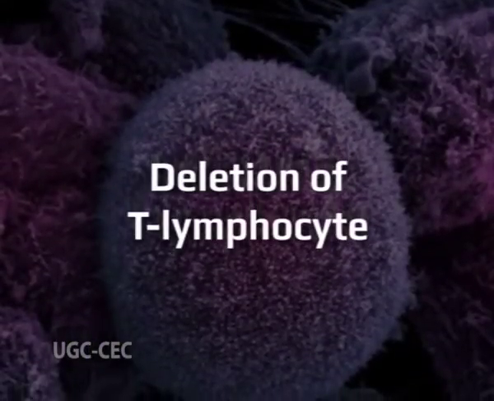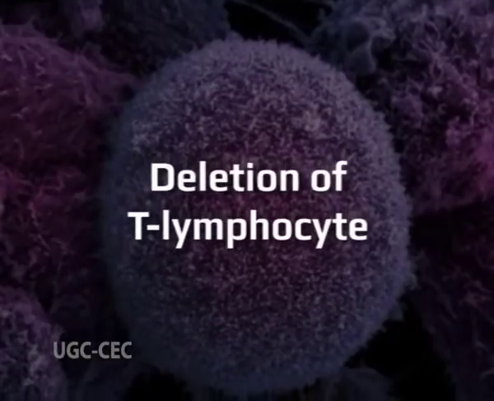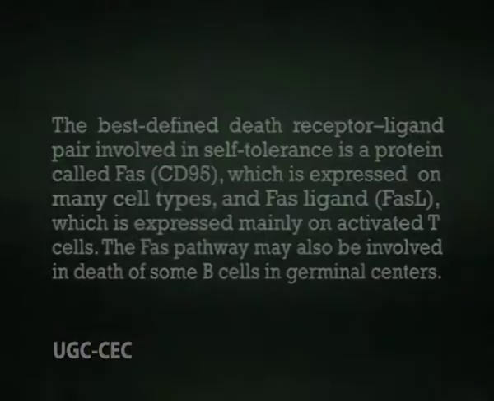Now let's come to deletion of T lymphocytes by the death receptor pathway. Recognition of self-antigens may lead to the co-expression of death receptors and their ligands. This ligand-receptor interaction generates signals through the death receptor that culminate in the activation of caspases and apoptosis.